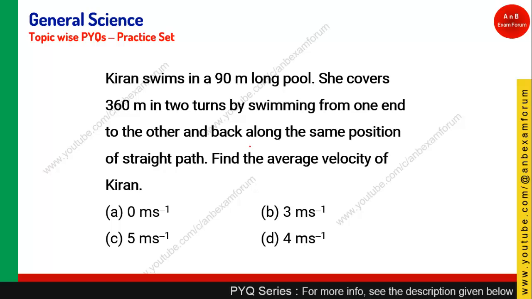Student, don't start solving this question. This is a tricky question. Why is it tricky? Because it is asking for the average velocity. So if you know the definition of velocity, it is basically displacement over time. And in this case, she is coming back to the original point after 2 turns. So my displacement will become 0. So the answer will be 0 meter per second. Okay. So in the exam, you should read the question properly before answering. Okay. So option A is the right answer.